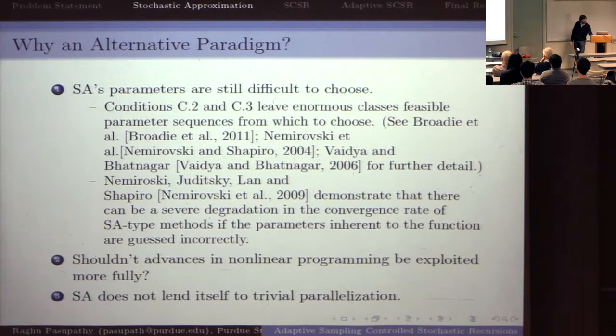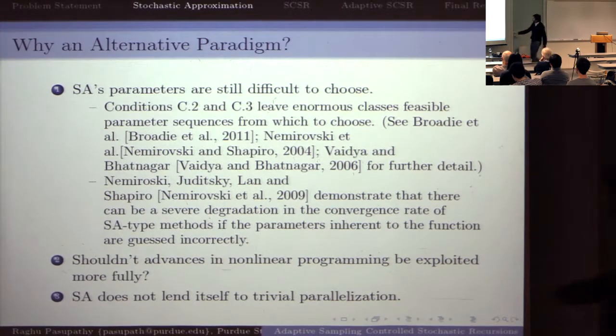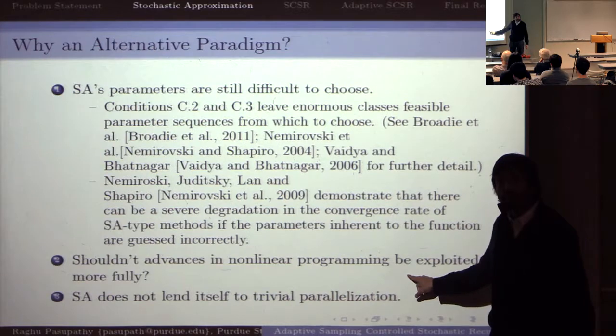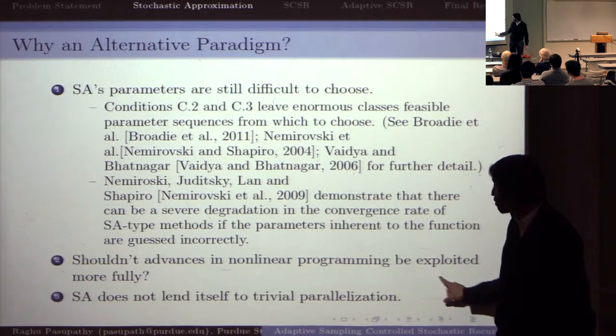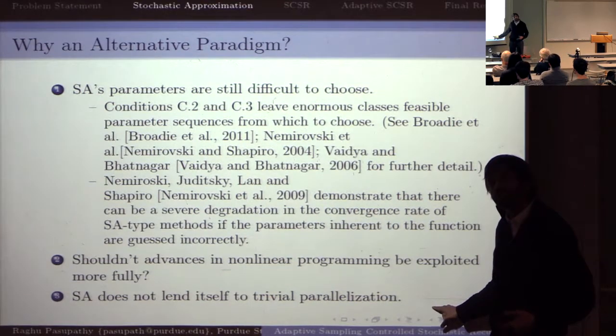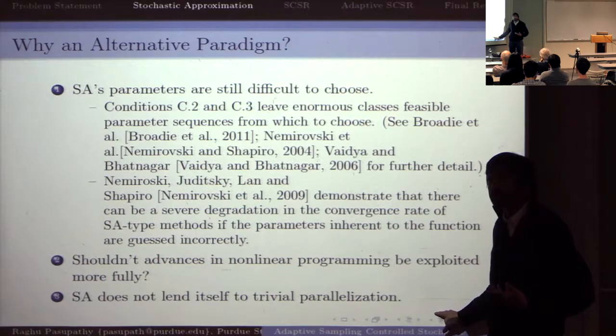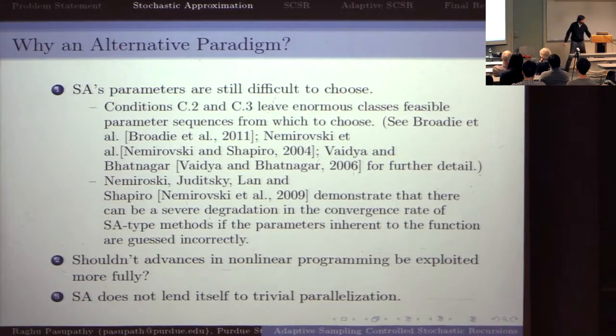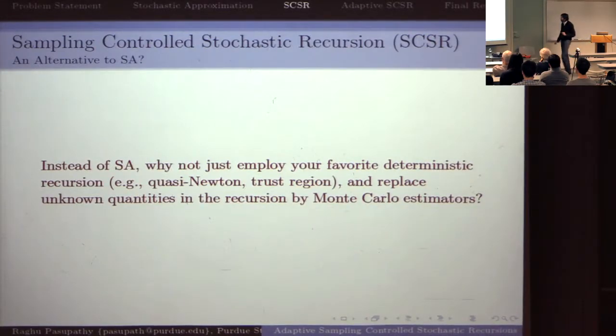A second issue is nonlinear programming. Techniques in nonlinear programming, shouldn't that be exploited more fully? And thirdly, SA tends to be a sequential algorithm. So when you're trying to parallelize it, you need to think a lot about how to parallelize it.